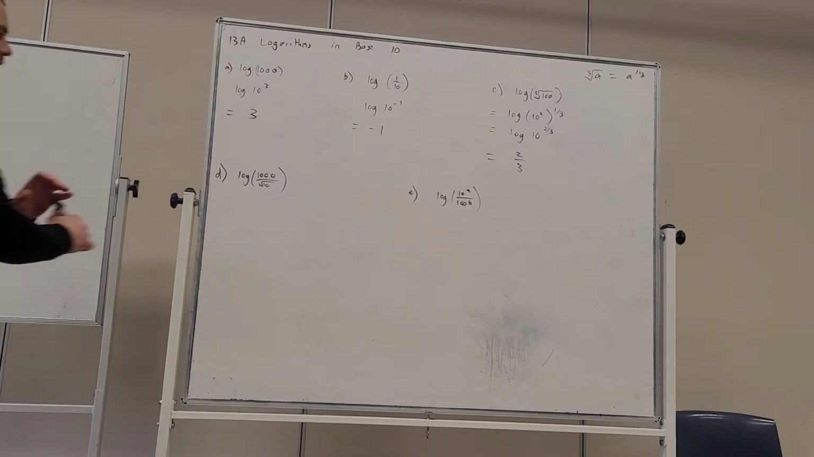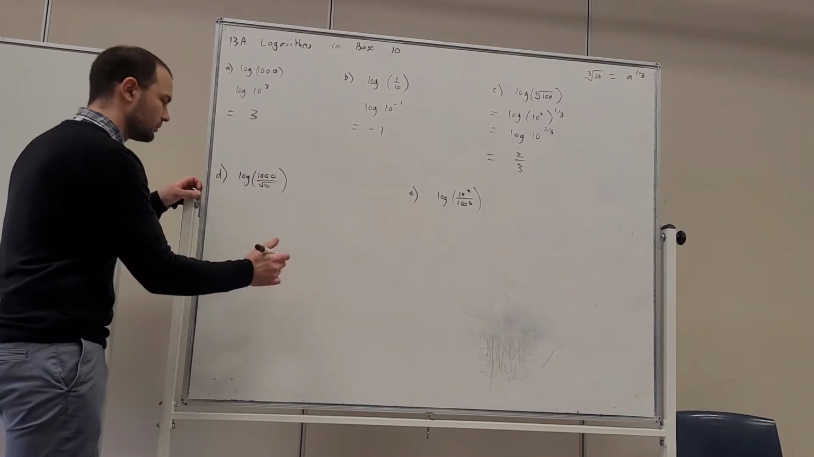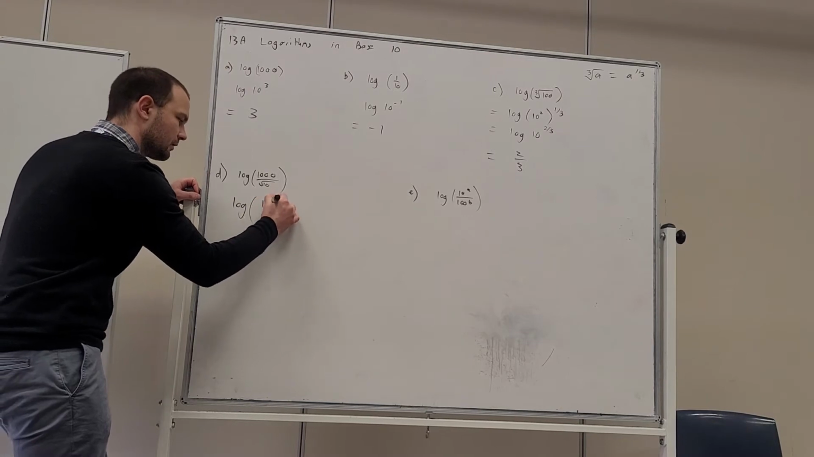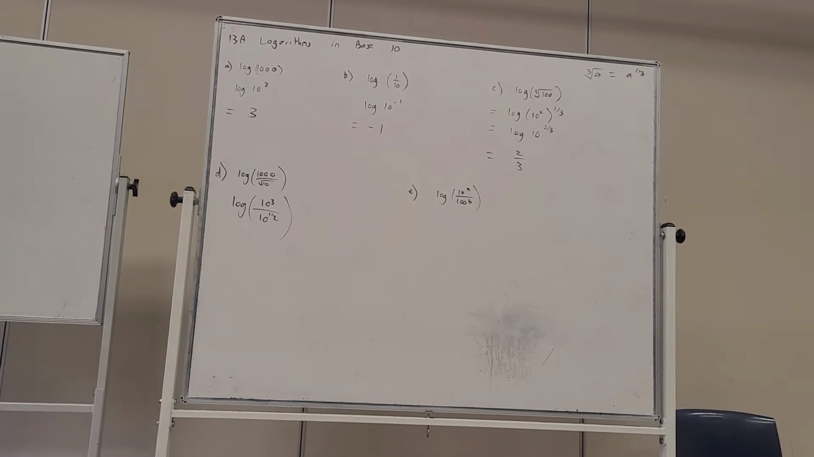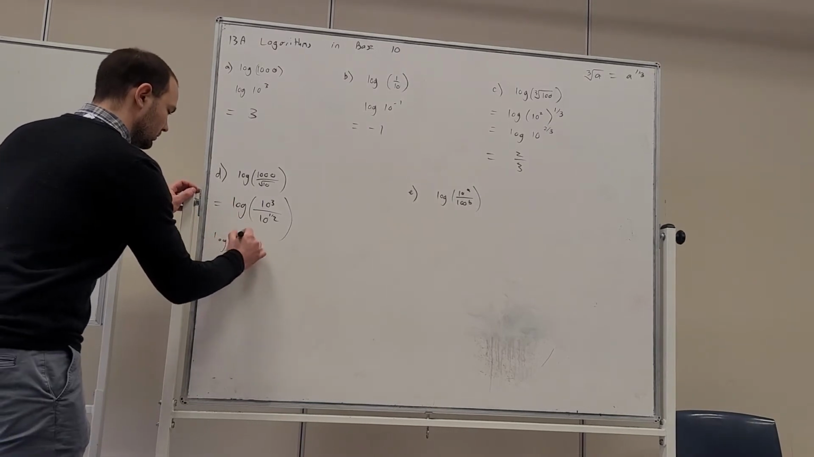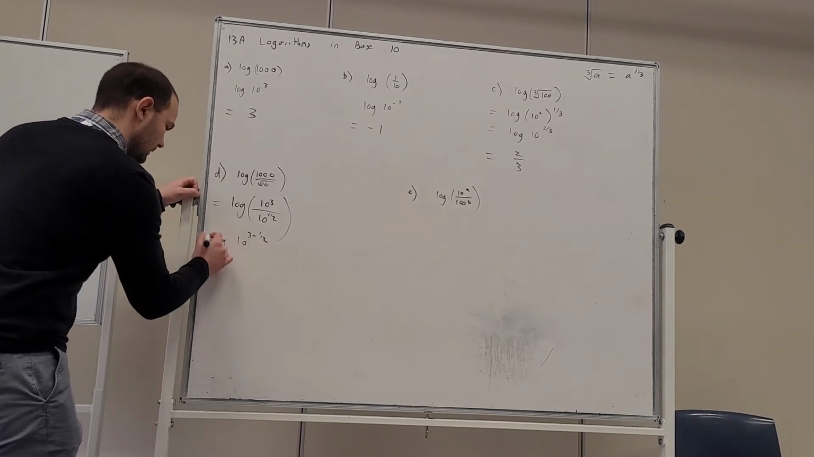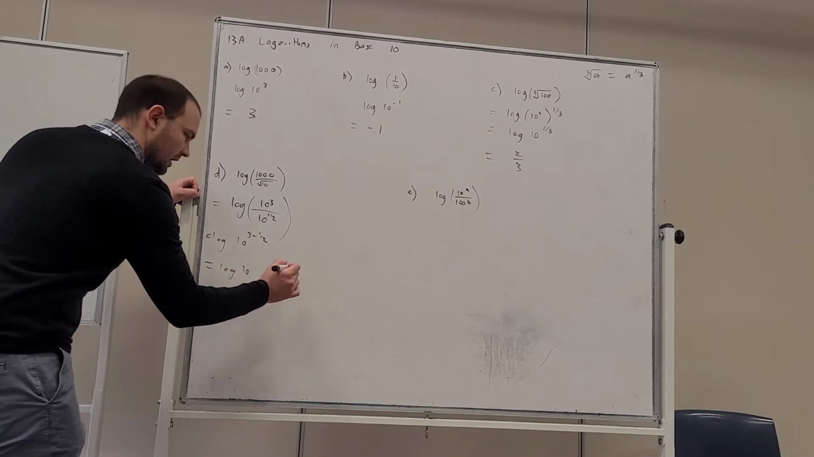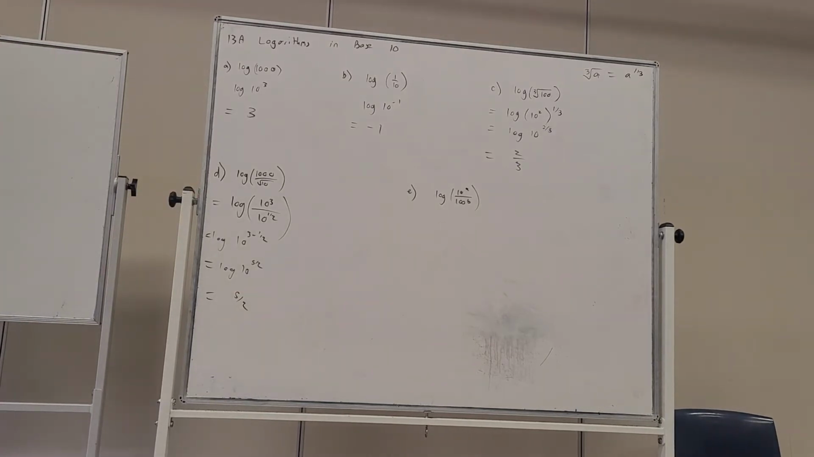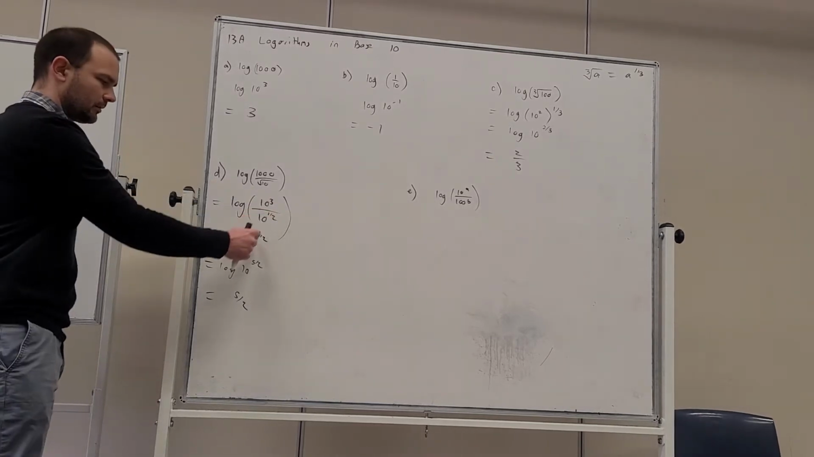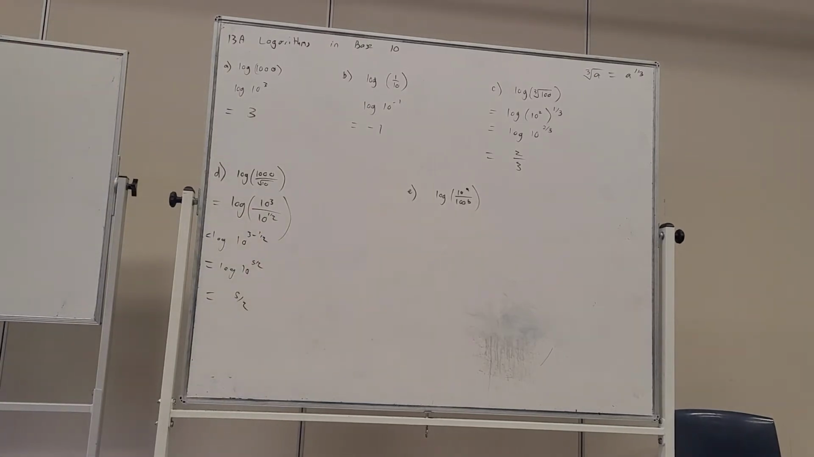In D, we've got log 1,000 on root 10. So we're going to express that as log of 10 to the 3 on top of 10 to the half. Okay, we've expressed both as powers of 10. Now they have the same base, so we're going to bring them together. So the next step, we have log 10 to the 3 take a half, which is log 10 to the 2 1/2, 5 on 2. And we've expressed it as a single power of 10, so it simplifies to the power. Okay, so index law there, top power take the bottom power, 3 take a half, 2.5, 5 on 2.